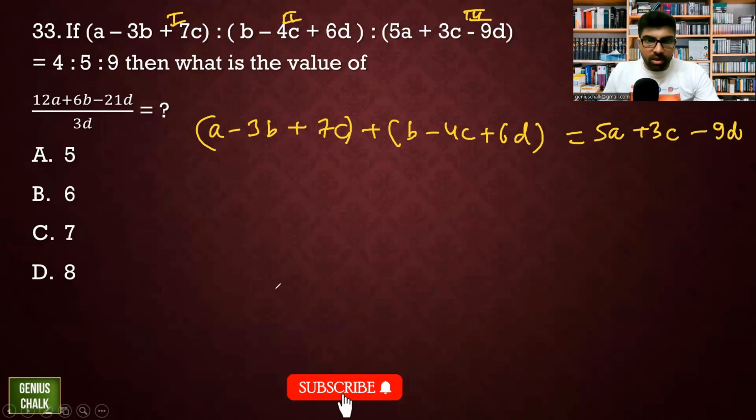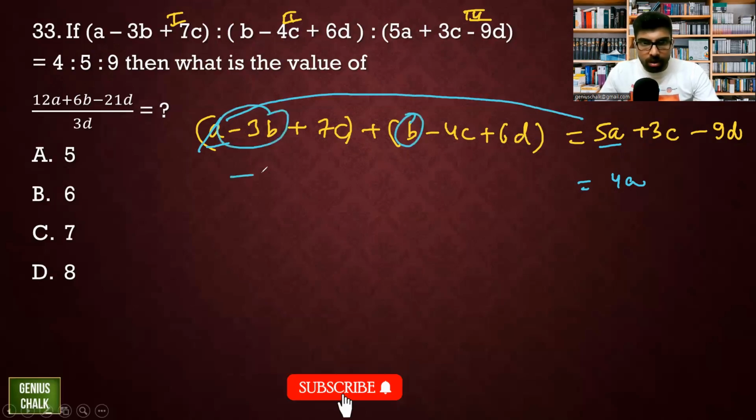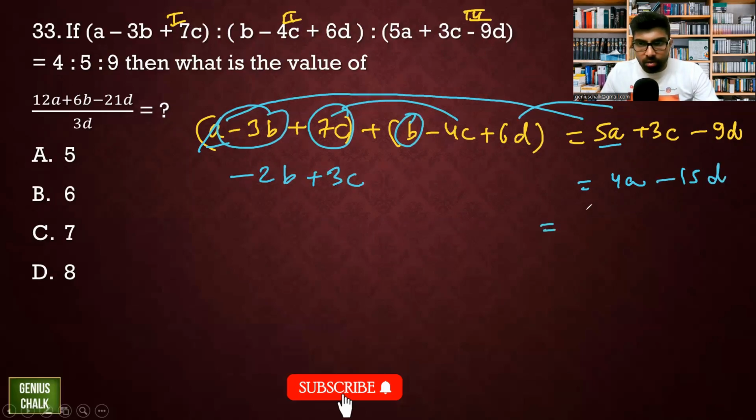So now check whatever is cancelled. So A is here, A is here. So fine, this will be 4A. This is going to that side, 4A. Here 3B and B, this is becoming minus 2B. 7C and 4C, it is becoming 3C. Yeah, and 6D is same. So if I take this 6D here, it will be minus 15D. So I am left with 4A minus 15D. So this is basically 4A minus 15D equal to minus 2B plus 3C. Right, I'm writing this here, this side.